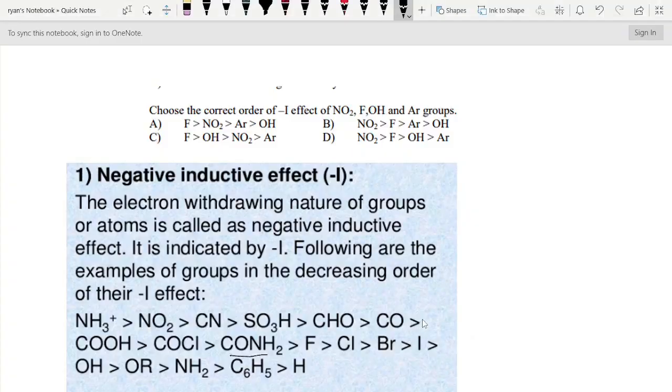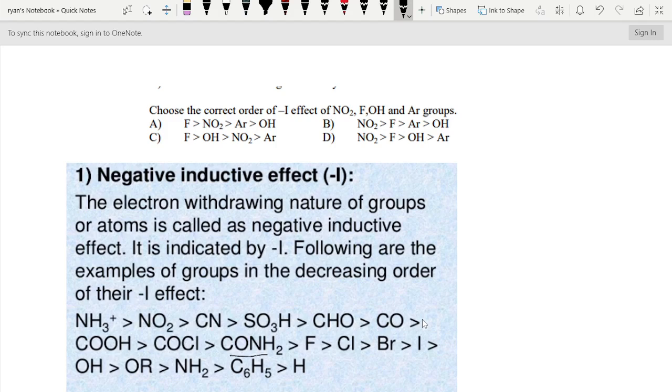Next question. This question was asked in the 2020 Kerala SET examination. The question is, choose the correct order of negative inductive effect of NO2, fluorine, OH and aryl group. Therefore, here first you have to know what is inductive effect.